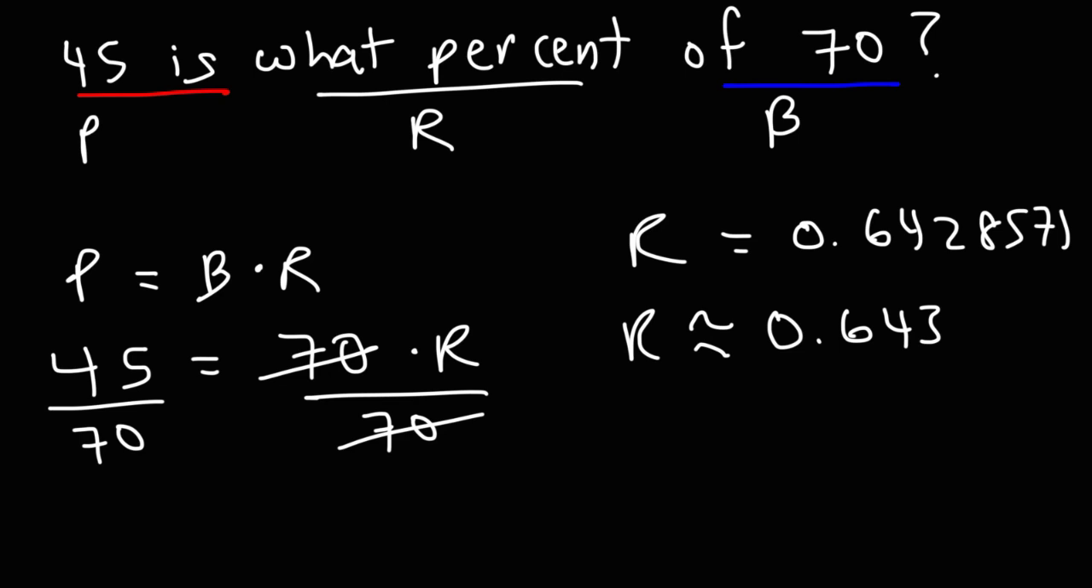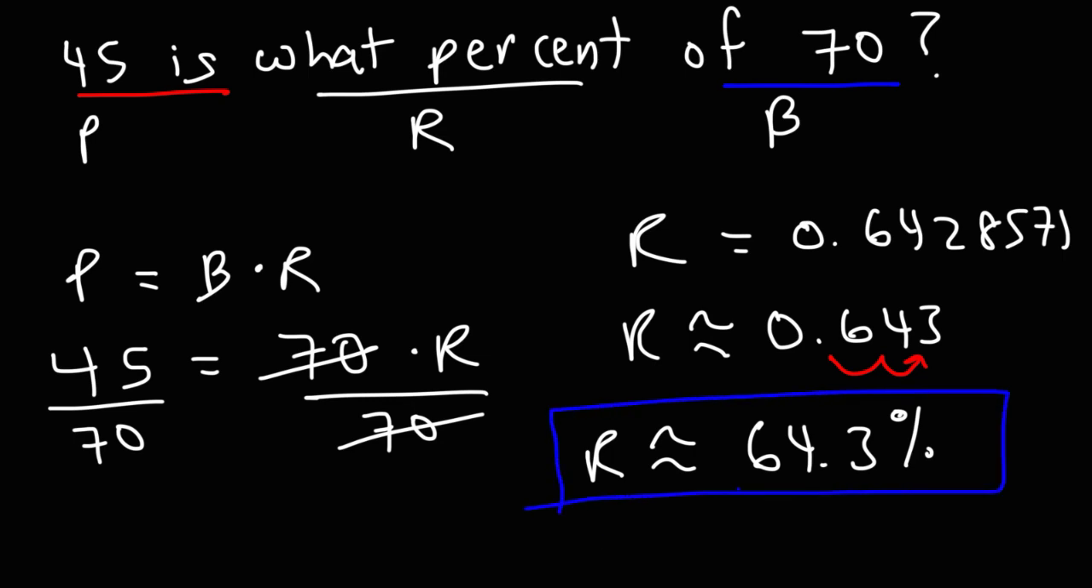Now that's as a decimal. We need to convert that into a percentage. To do that, you can multiply 0.643 by 100 or move the decimal 2 units to the right. So R is approximately 64.3%. So we could say that 45 is approximately 64.3% of 70. So that is our answer. So that's it for this video. So now you know how to solve these percentage-based rate problems.